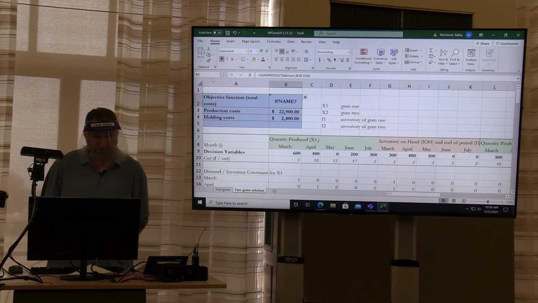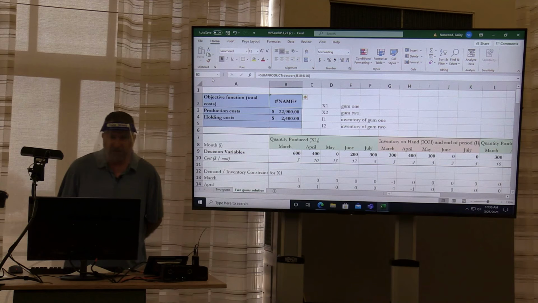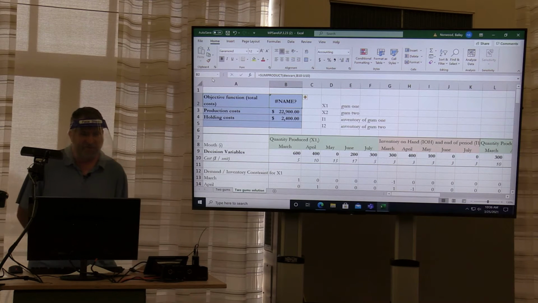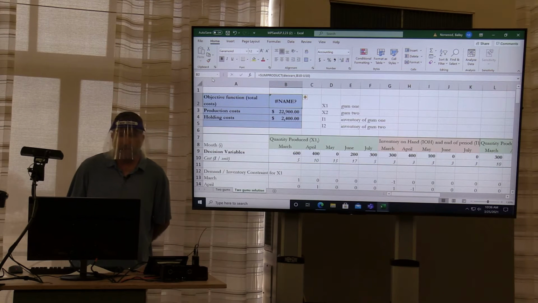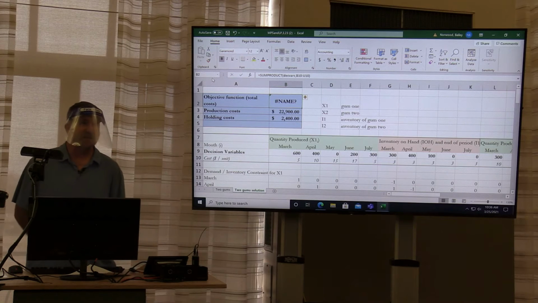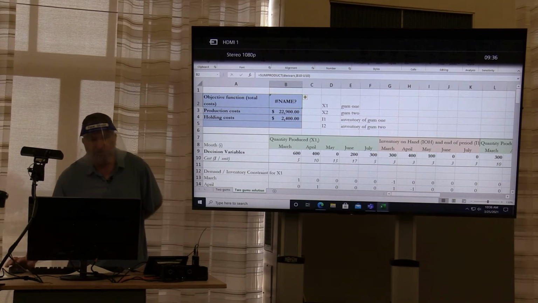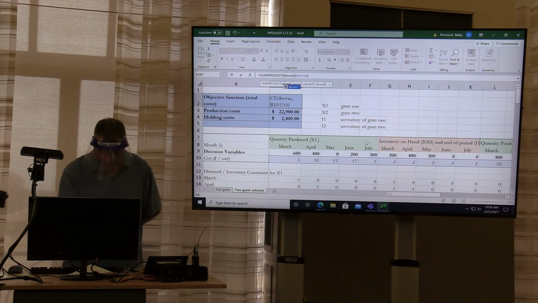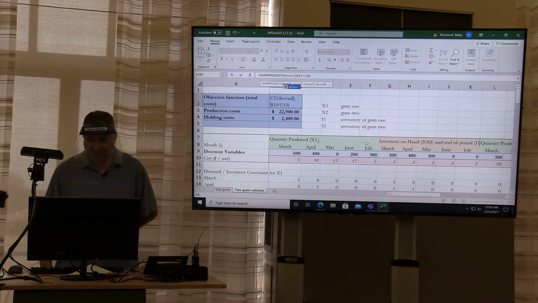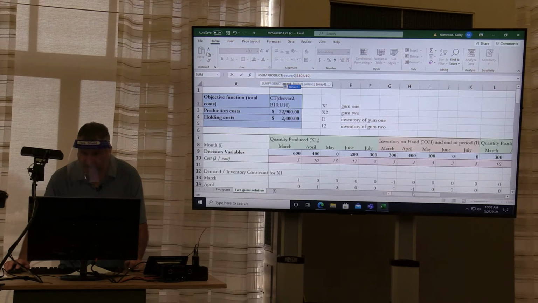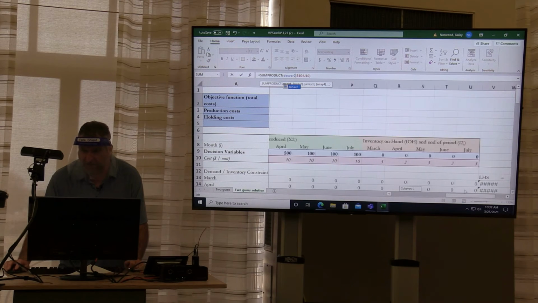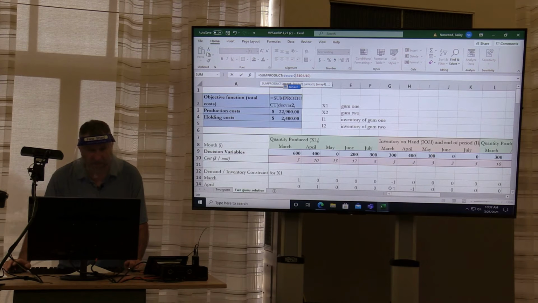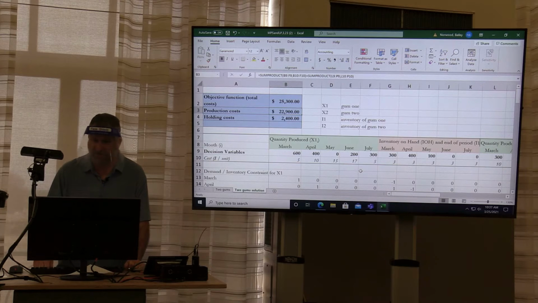We see the objective function looks kind of messed up, and you see in the sum product formula it has DECVARS. That's not the name of our decision variables, so we just need to change that formula from DECVARS to DECVAR2. It highlights all of the decision variables and the cost variables. So hit enter and everything looks cool there.